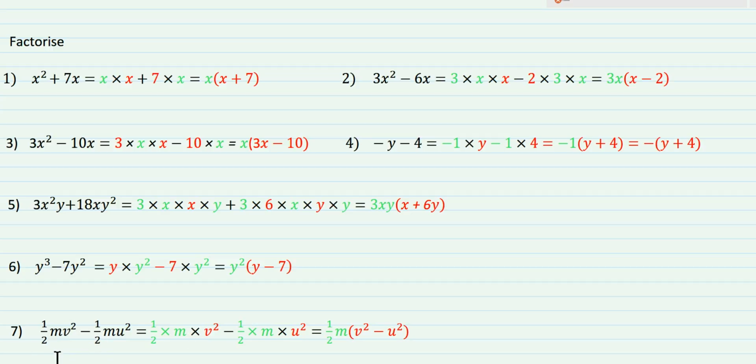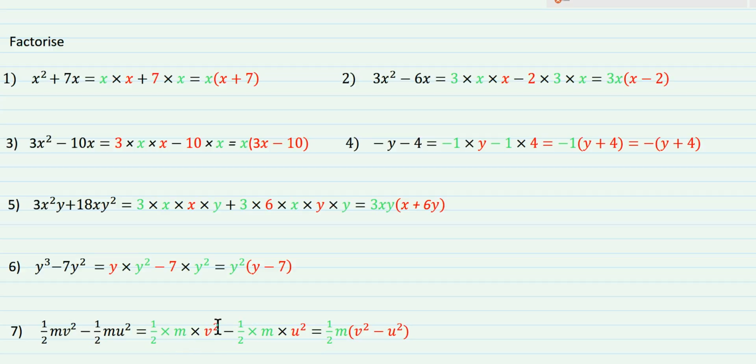Number 7, the last one, this is actually an equation of motion. So half mv squared minus half mu squared. We've been asked to factorize this. This is equal to, so you split this up, which is going to be half times m times v squared minus half times m times u squared, which is equal to, so we can see what's common in both the terms. So there's a half, so you put the half outside. There's m, which is also common, so it's half m.